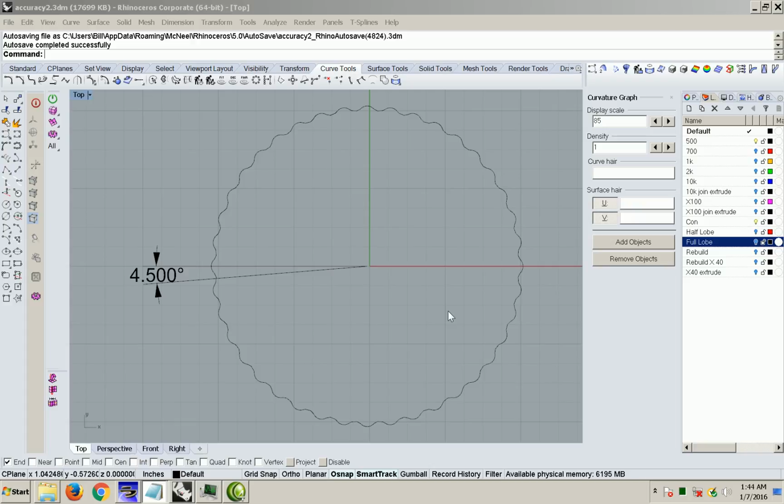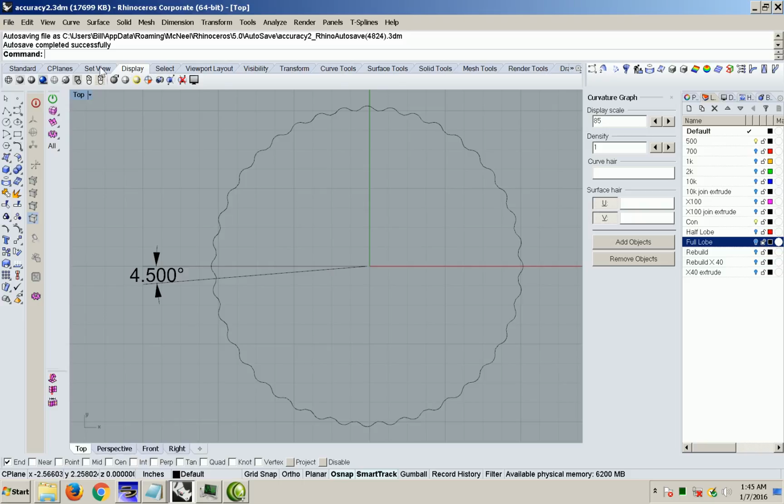Now I will show the curvature graph for the polycurve made with different max segments values I tried for the hypocycloid plugin, starting with 500 and ending with 10K. The last one will show the curvature graph for the converted NURBS curve. This is the curvature graph for a setting of 500. It doesn't display anything because there are no arcs. It is just straight line segments.